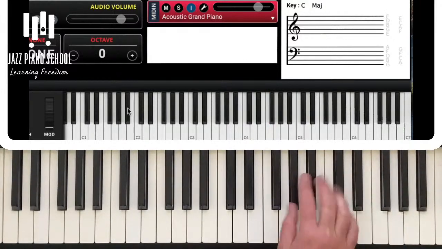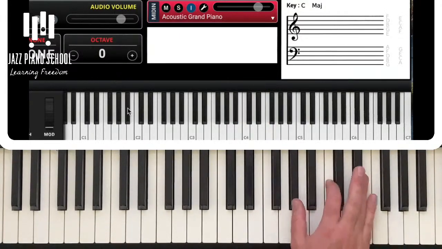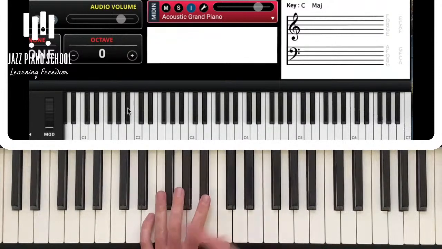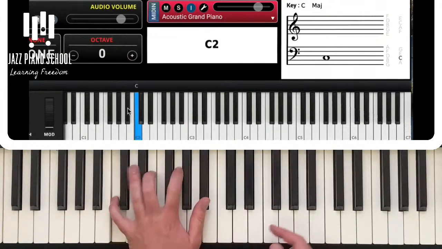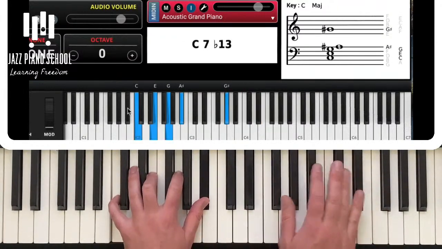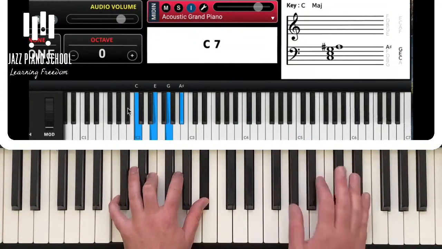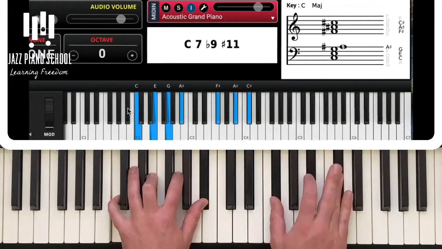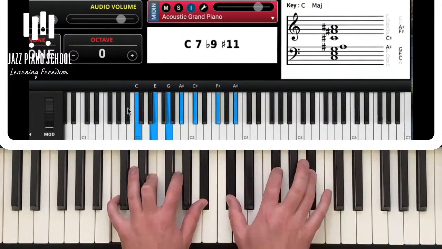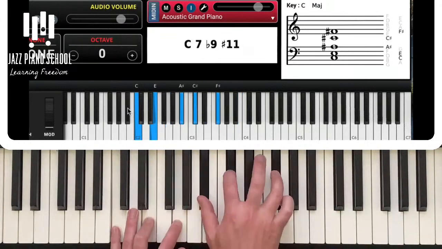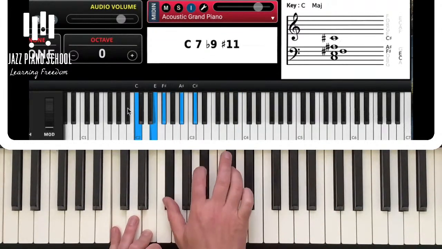Again, I'm taking 2 triads, G flat major and A flat major. These are my 2 upper structure triads over this dominant chord, my C7 chord. Flat 6 and flat 5, and I'm just rotating between the inversions. Root, root, second, second, first, first, root, root.